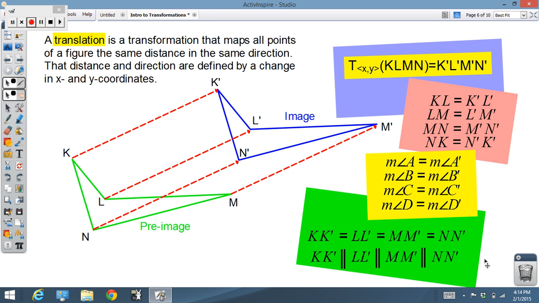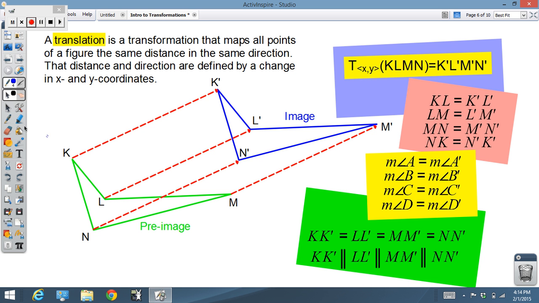y. Okay, several really important things are going to happen here. Notice that all the distances are going to be the same. So KL, the distance here to here, is going to be the same as K prime L prime. Okay, and same with all the other 4 sides. Same with all 4 angles. Angle K and K prime will be congruent, angle L and L prime, etc., etc. So side lengths and angles are going to be maintained.